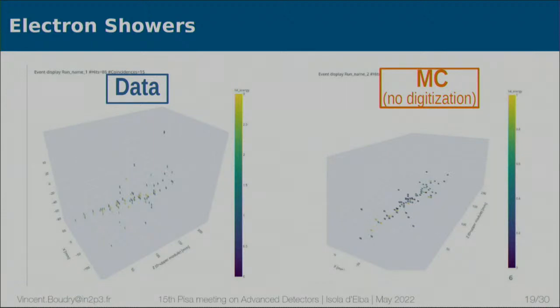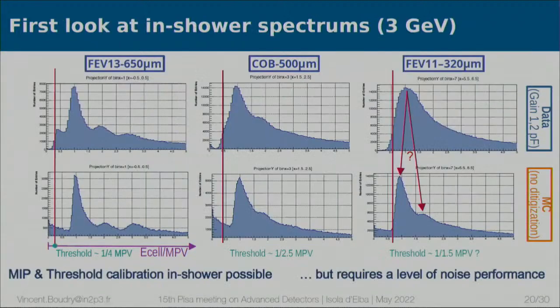You see the two showers here, very sparse. In the data, you still have some cells of noise in addition, and that can be used to compare the data which is in the shower. So this is the spectrum we see in individual cells for the full layers. For the FEV13, you see the peak at 1 MIP, 2 MIP, 3 MIP, etc. And you can directly monitor the threshold, which is put at roughly 1/4 of a MIP. So we measure them very nicely, and that could be used also to do internal calibration in the detector with electromagnetic showers.